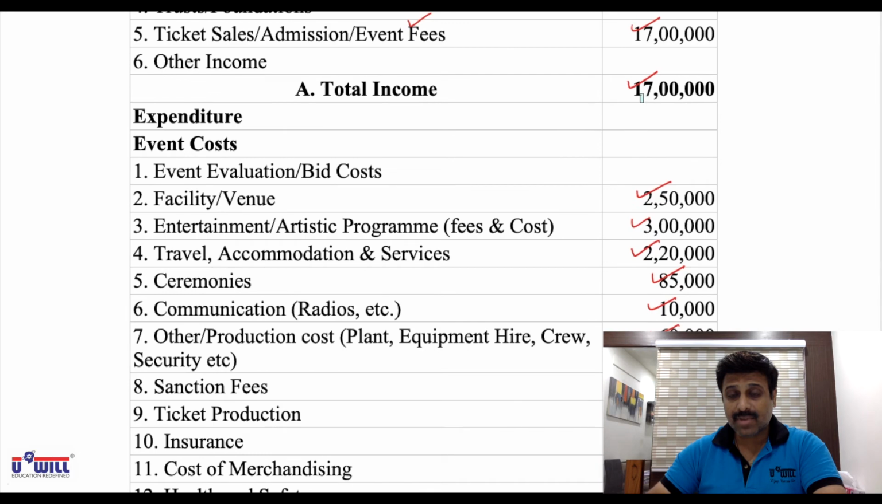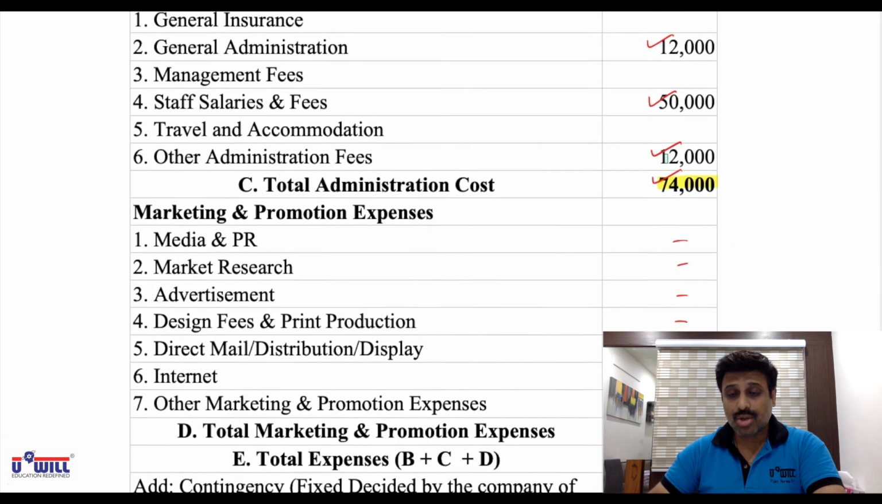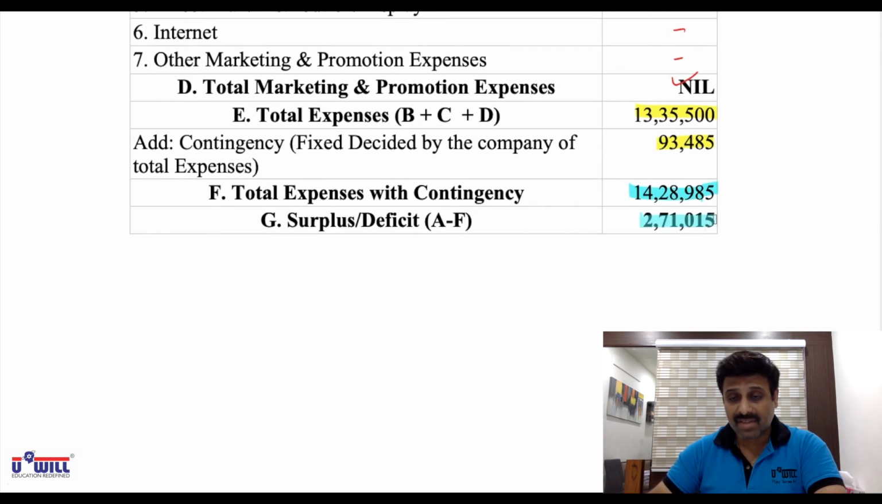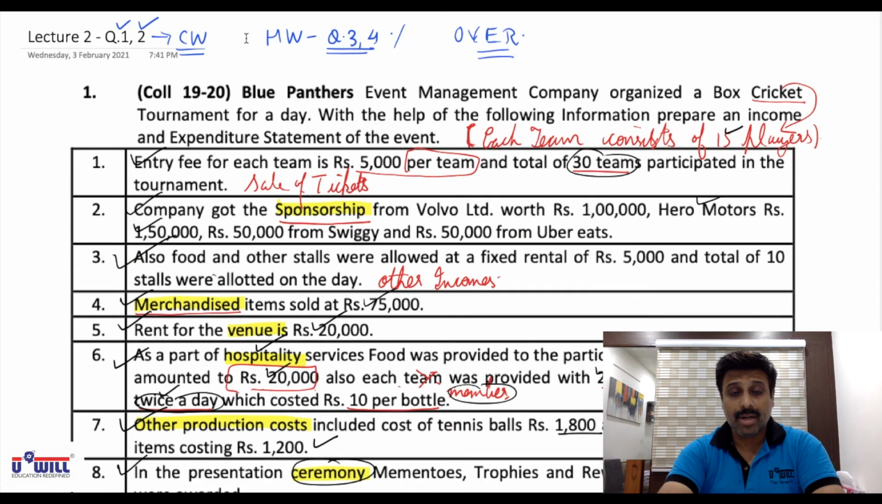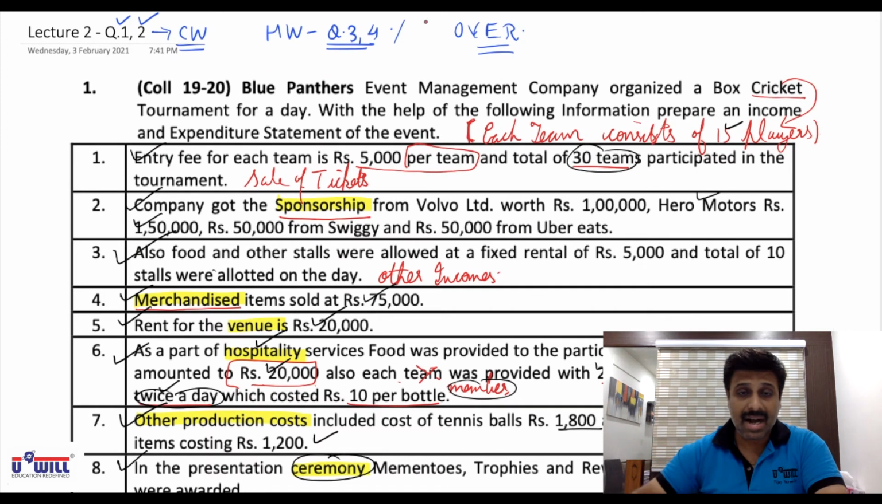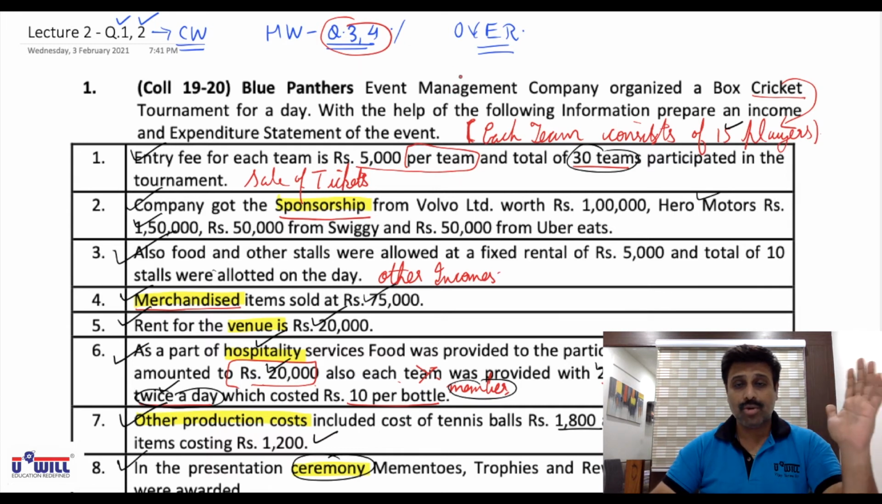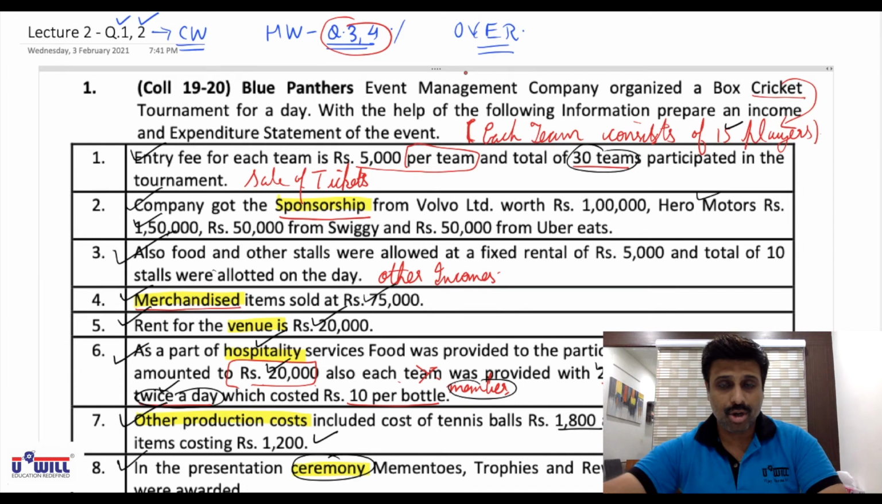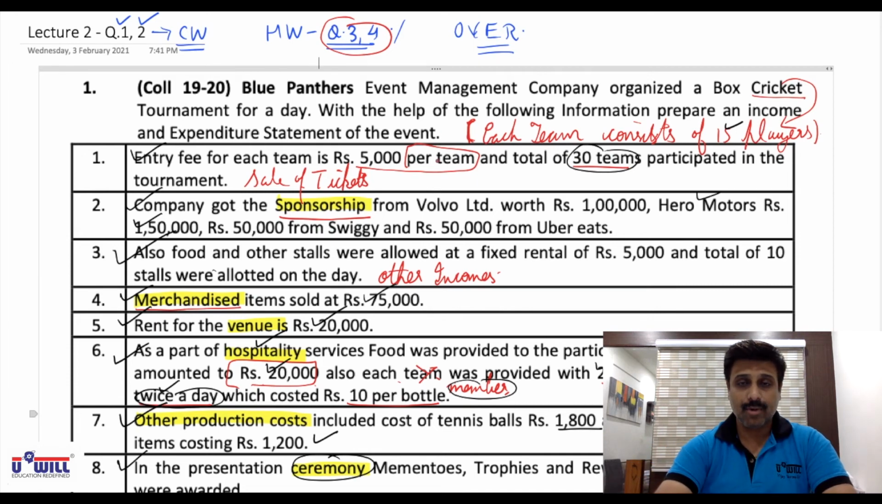Now this you'll minus from income of 17 lakhs. So your surplus must be coming to 2,71,015. So this is how you will solve the questions. Now questions 3 and 4 are your homework. I will discuss the markings for these two questions, and the solution of that you'll find in the You Will Learn app. So you all are going to try questions 3 and 4 entirely on your own. Take out questions 3 and 4 of your study material.